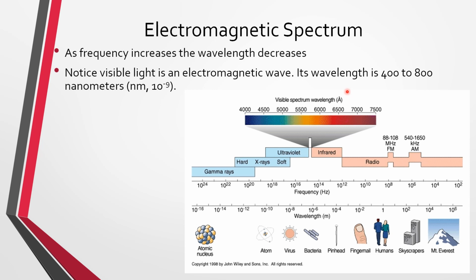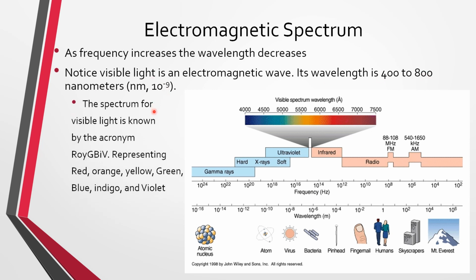This number can change depending on the text that you're reading. This is different because it's measured in a different unit here. It's measured in angstroms. But it's 400 to 700, 750, 800 nanometers. That is the visible light.